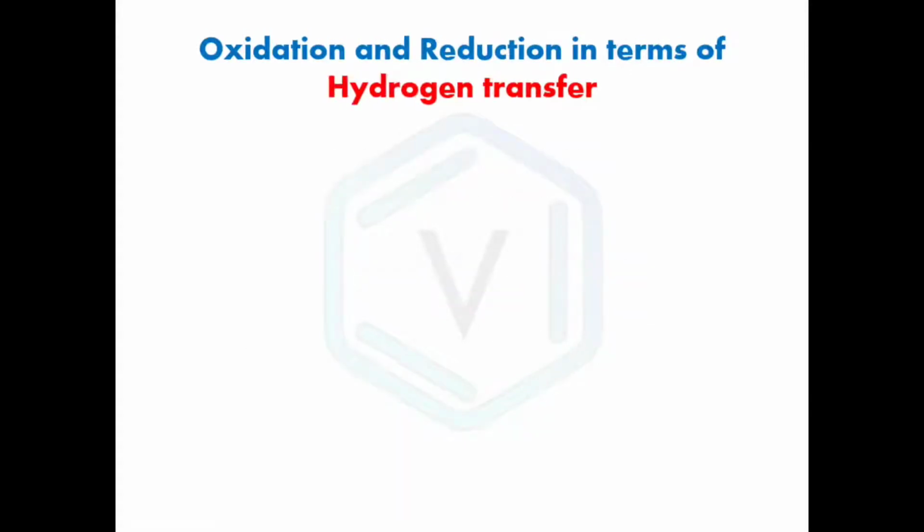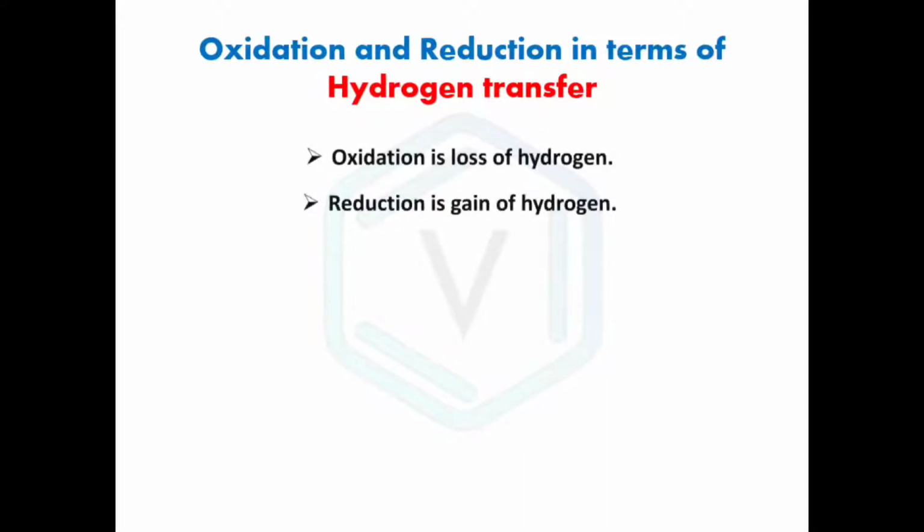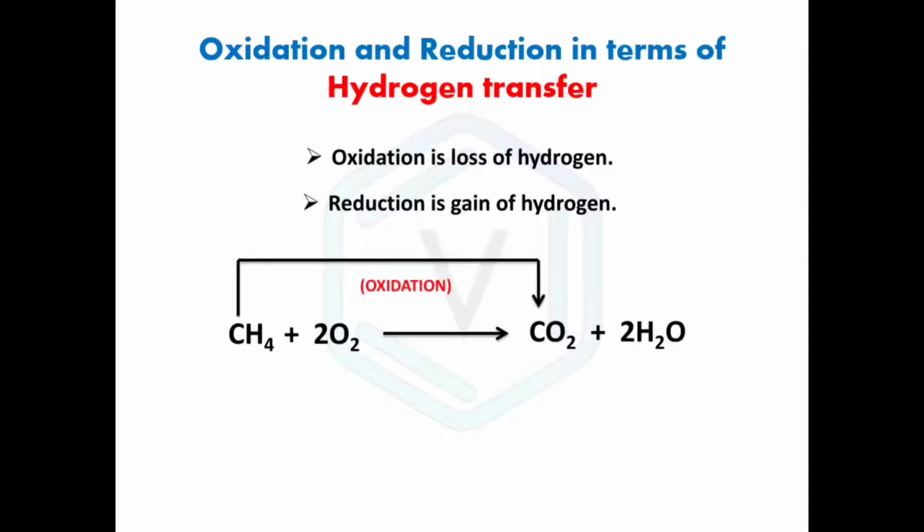In case of hydrogen transfer, oxidation and reduction can be defined as follows. Oxidation is loss of hydrogen and reduction is gain of hydrogen. In this reaction, CH4, methane, reacts with oxygen to form carbon dioxide and water as the products. So CH4 is losing hydrogen and oxygen is gaining hydrogen. CH4 is getting oxidized because oxidation is loss of hydrogen, and O2 is getting reduced because reduction is gain of hydrogen.